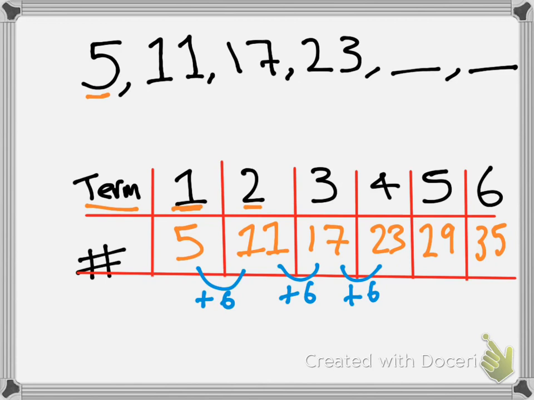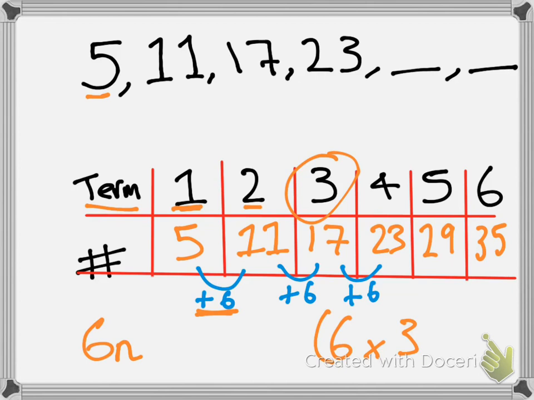Now, once you've done that, you take this number here, it says plus 6. So I'm going to take that number, 6, and write n next to it, 6n. And what 6n means is 6 multiplied by the number in the sequence you want to find, or the term. So if I wanted to find out the third number in the sequence, it would be 6 times 3. If I wanted to find out the fourth, it'd be 6 times 4. So we're just going to leave that there.